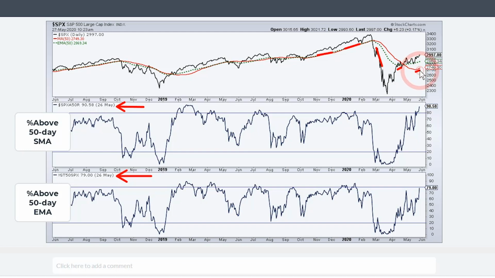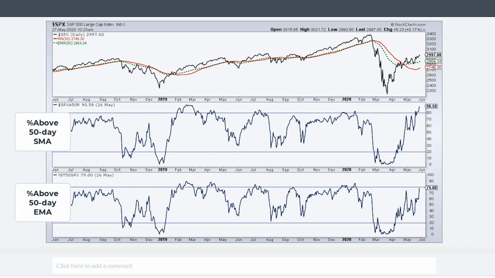It did not turn up until early May because it was still factoring in this part of the decline on an equal weight basis because an SMA treats every price the same, whereas the exponential moving average weighs more recent prices heavier. So this advance here carried a heavier weight in the EMA than it did in the SMA. So that's why you still had a falling SMA in early May, but you had a rising EMA.